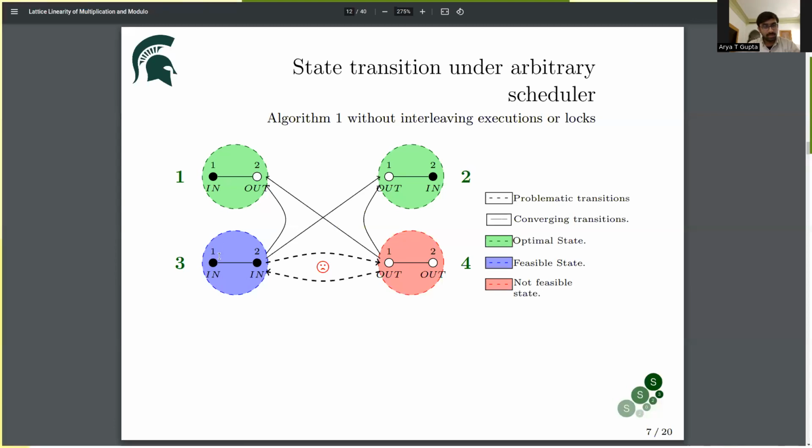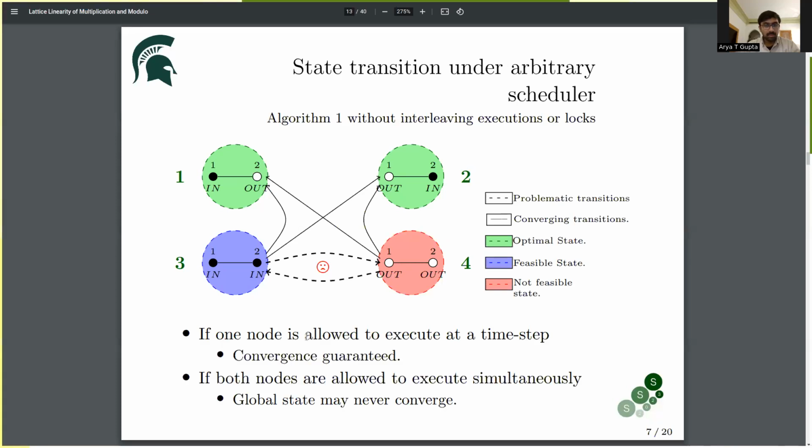In state 3, both the nodes are in, and if they read the states of each other at the same time again, then both these nodes will move out and state 3 will transition to state 4. And this can continue forever. We see that state 4 is infeasible, state 3 is feasible but not optimal, and states 1 and 2 are optimal. So if only one node is allowed to execute at a time step, then we can guarantee convergence. But if both the nodes are allowed to execute simultaneously, then the global state may never converge.